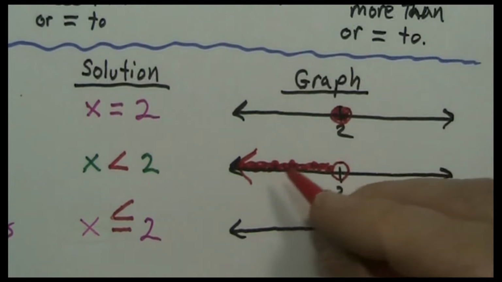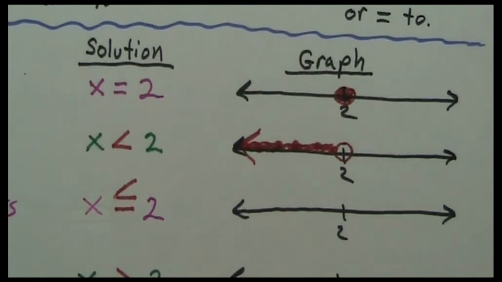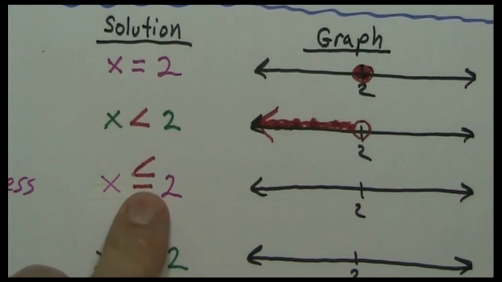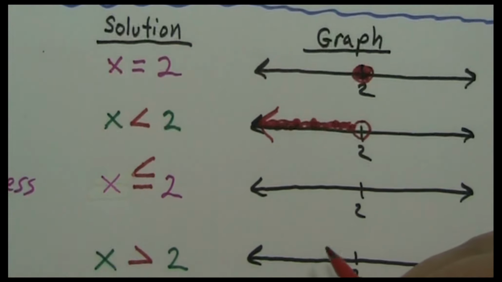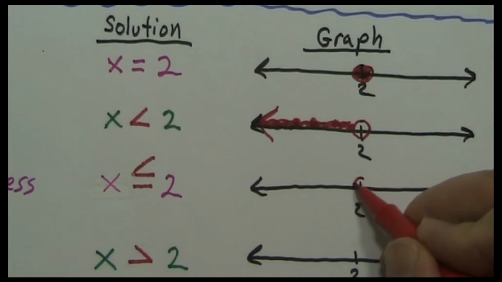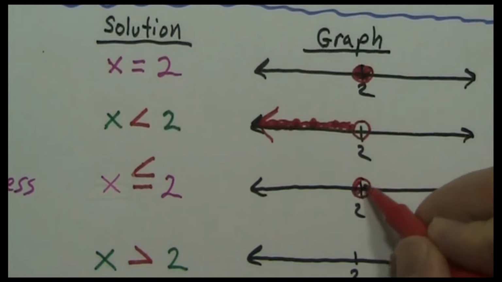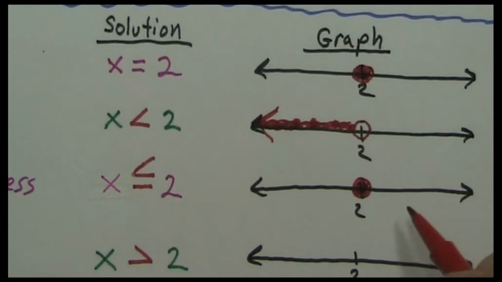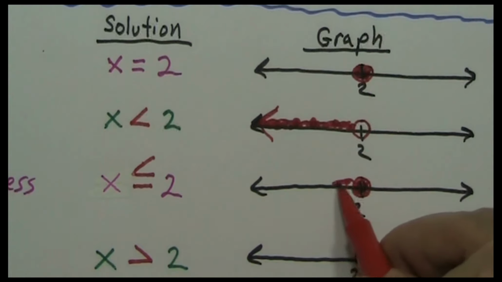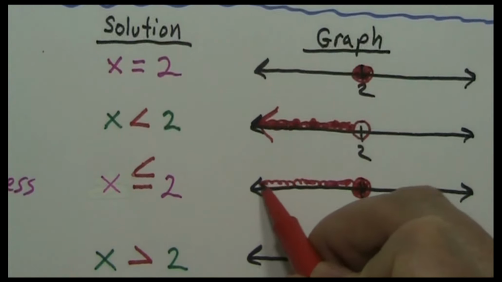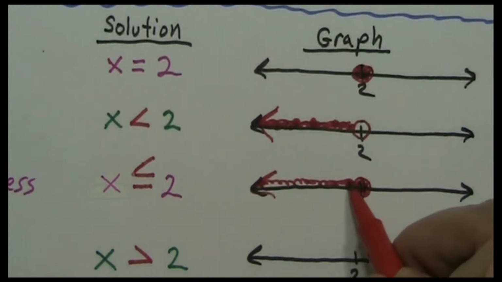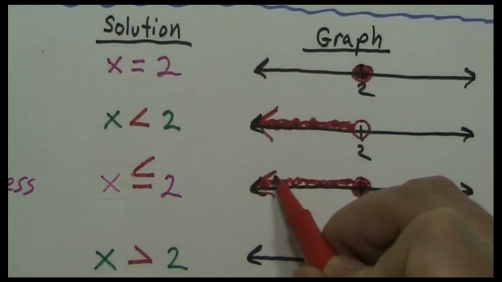Not 2 though, less than 2. Okay, on the next one though, you have equal to 2 and less than 2. So you have equal to 2, solid, and everything less than 2. You could have that. It could be 2 or less.